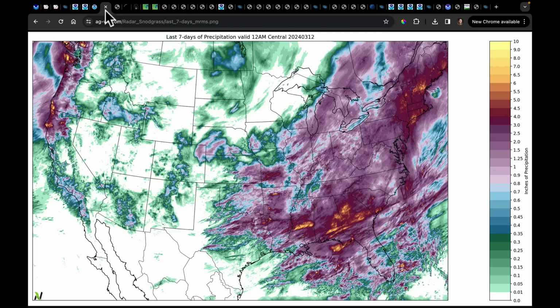Last 7 days of total accumulated precip. Overall, that system that came through late last week and hit this whole section of the eastern Corn Belt, hit parts of the south, severe weather to the south, all the flooding rains here, and then the wet weather up the east coast. This was huge.